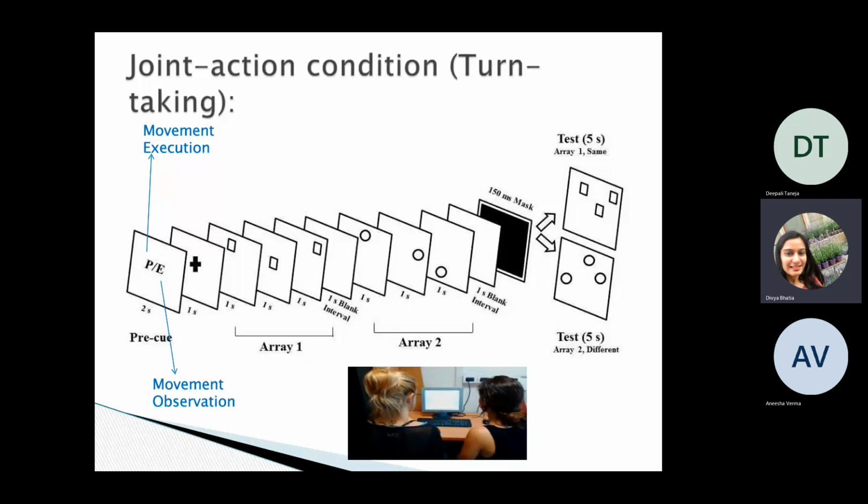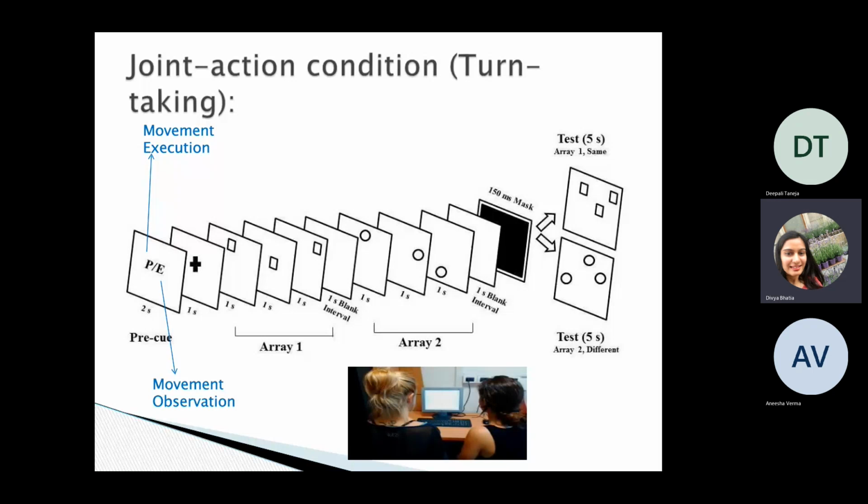If it's a P, that means, and then again, what is a move array and what is a no move array is already being communicated to the pair of participants. They know, and it changes across pairs, so it's counterbalanced. So if it's a P, that means the participant. And who is the participant? The participant is the one who has to do the memory task.